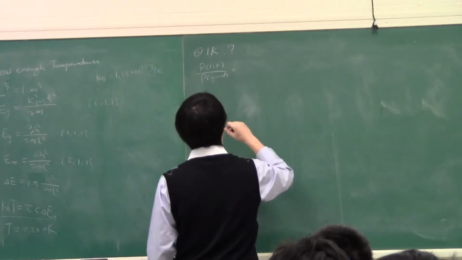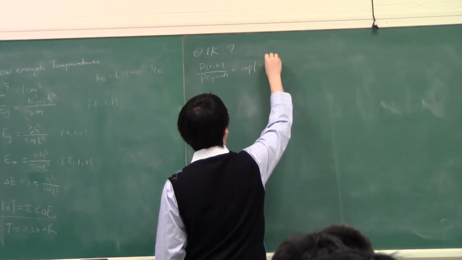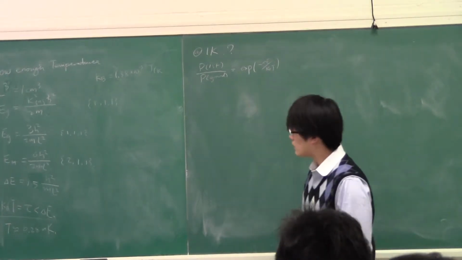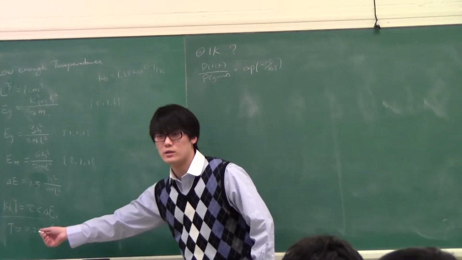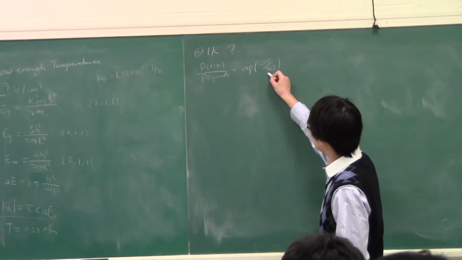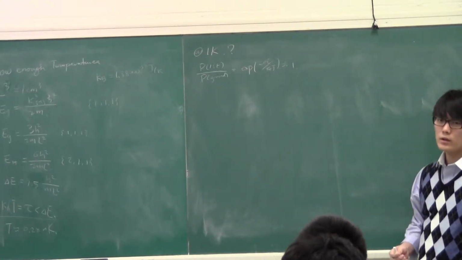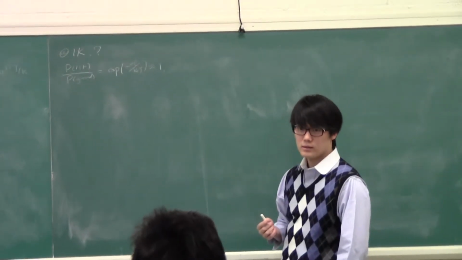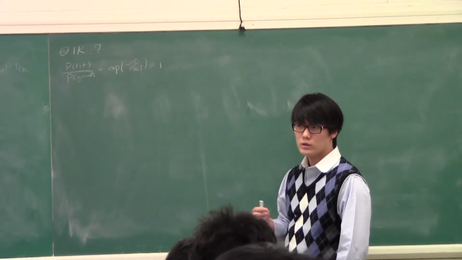Right. Using the Boltzmann factor, we get that this is exponential of minus Δ over τ. Numerically, if we just exponentiate this number, it is almost 1, because the exponent is such a small number, almost 0. So it tells you that at 1 Kelvin, based on the prediction of Boltzmann statistics, the ground state and the first excited state will be almost equally occupied.